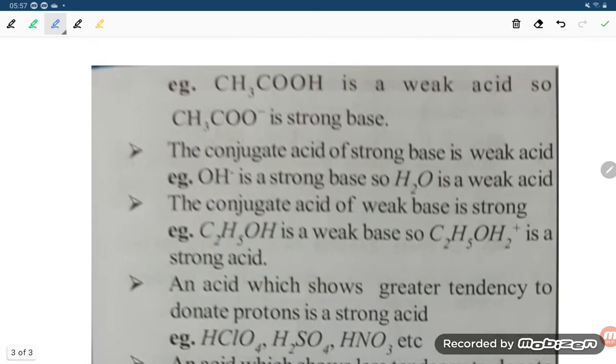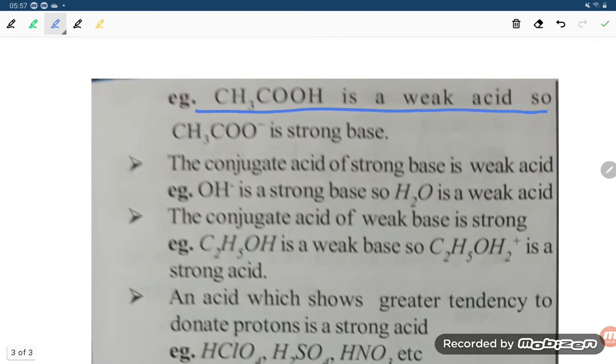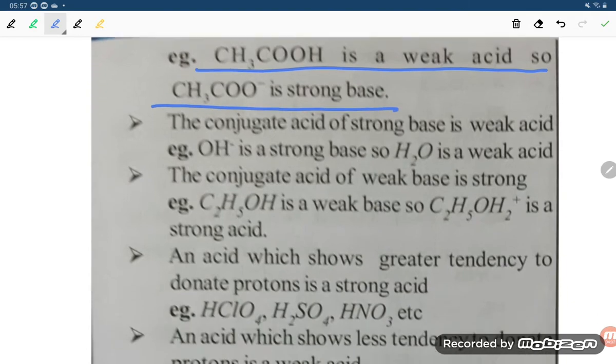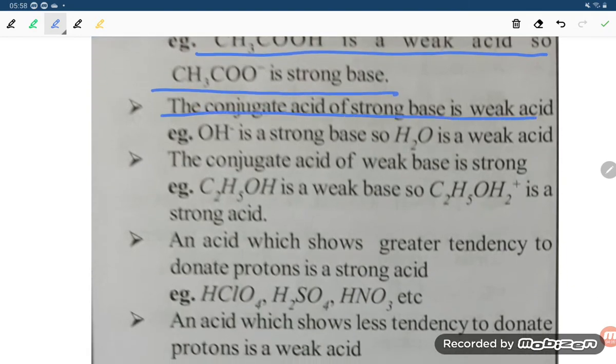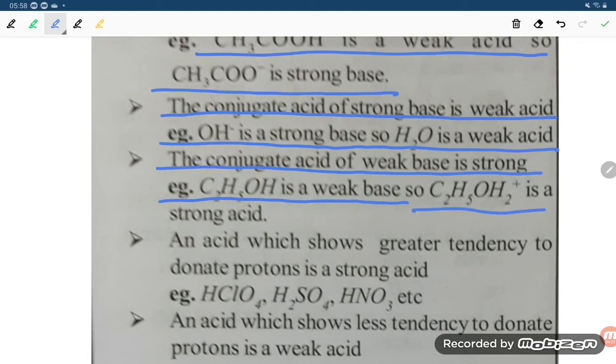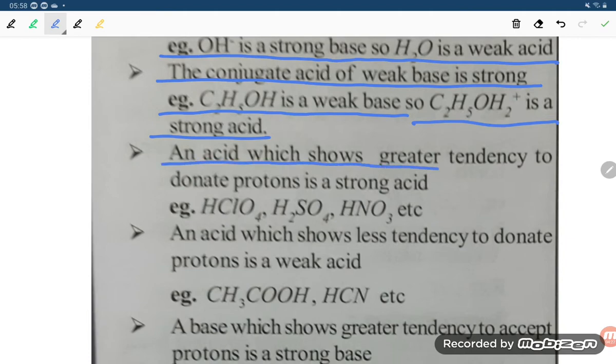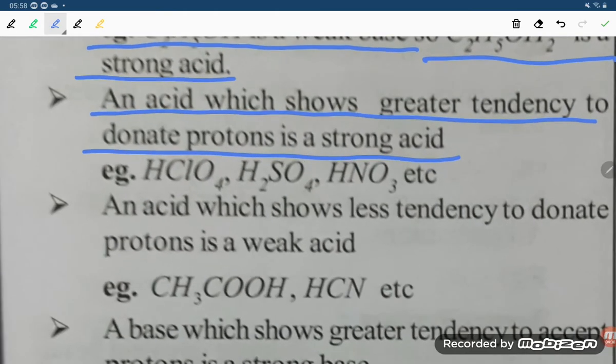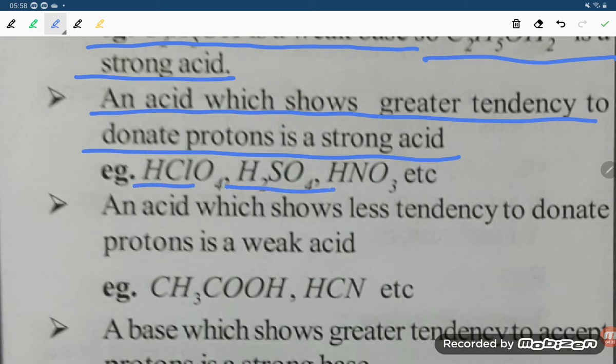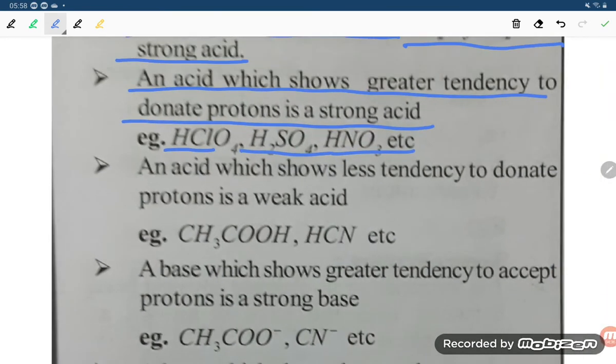Now CH3COOH is a weak acid, so CH3COO- is a strong base. The conjugate acid of a strong base is a weak acid. OH- ion is a strong base, so H2O is a weak acid. The conjugate acid of a weak base is a strong acid. C2H5OH is a weak base, so C2H5OH2+ is a strong acid.